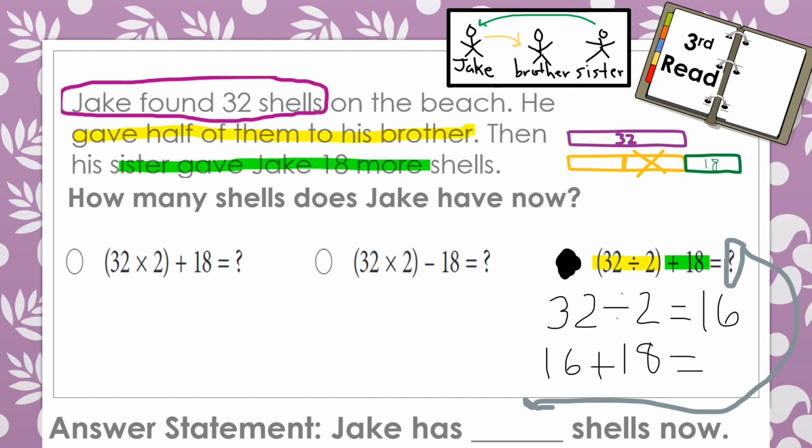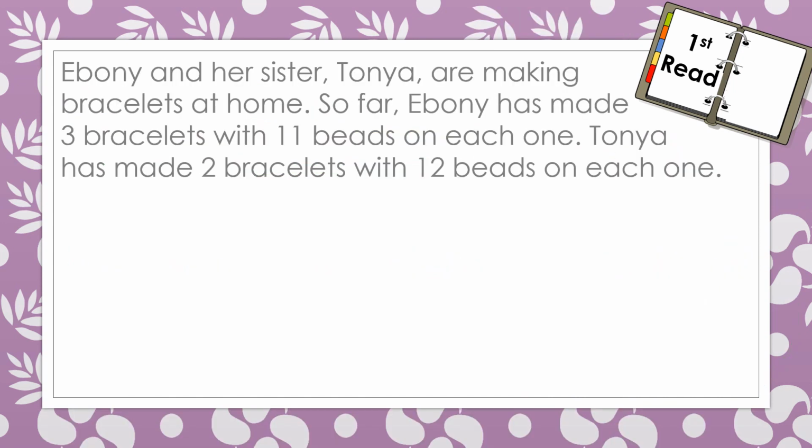When we add 16 plus 18, we can think of it as a 10 and a 10 being added together, which gives us 20, and then adding our 6 ones and 8 ones for 14 ones. And altogether, that would give us a sum of 34 ones. So we now know that Jake has 34 shells.